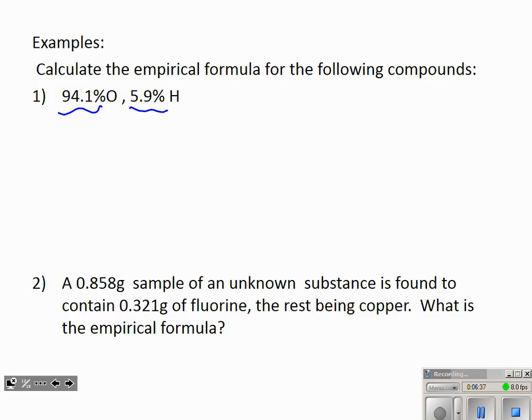When we have a percentage, we're going to assume we have a 100-gram sample of the compound. So we're just going to change that to grams: 94.1 grams of oxygen. We're going to get moles. And you have previously learned that to get moles from grams, we're going to use the conversion factor of molar mass. And the molar mass of oxygen is 16 grams per mole.